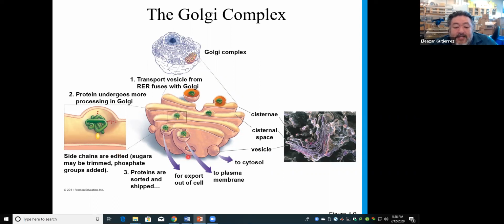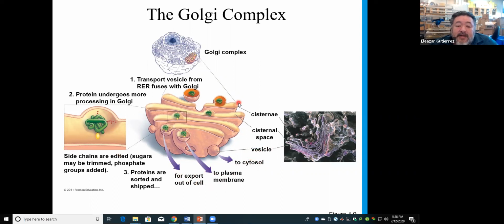Okay, and then where do they go? Well, they might go to some place inside the cell, or it might go somewhere in the cytosol, or it might go to the plasma membrane, or it might go to the outside of the cell.